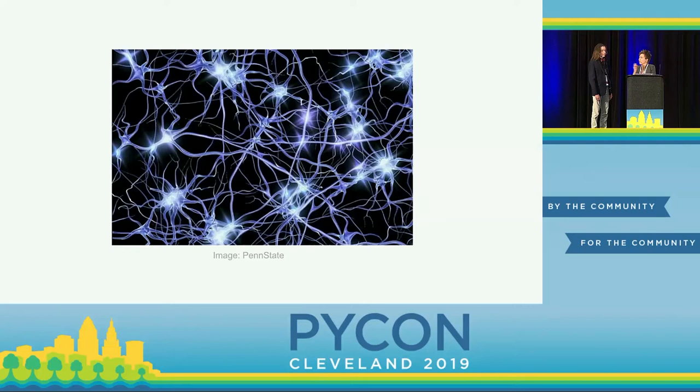So to start off with, let's look at this picture of neurons. It's a really nice picture, right? There's a lot going on here. Like there are a lot of neuronal connections. Some of them are stronger than others. There are all these electrical impulses going through them. And this is probably just one very, very small section of your brain.